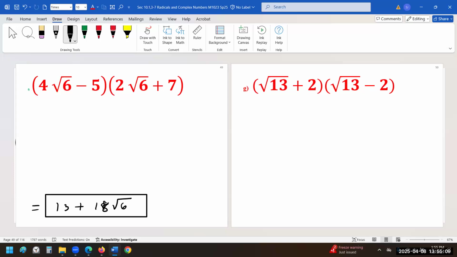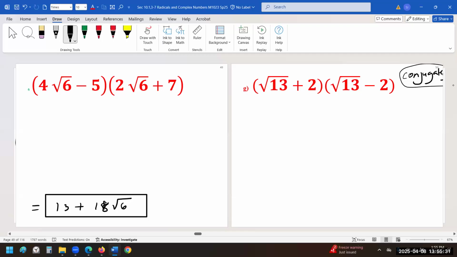Well, this is fun because what do you observe here? They have the same thing. They are the same thing, just their signs are different. So what do you call them? They give us perfect square. We call them conjugates. When you multiply two conjugates, we get perfect squares.